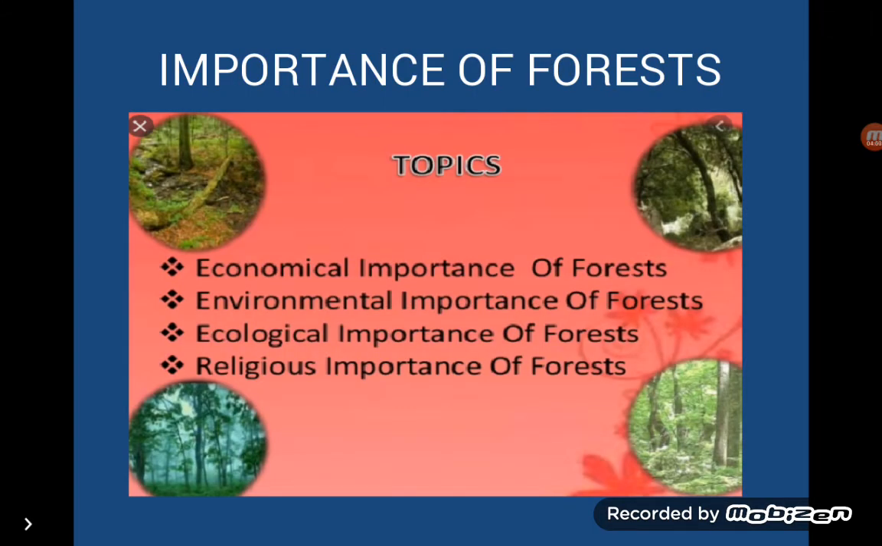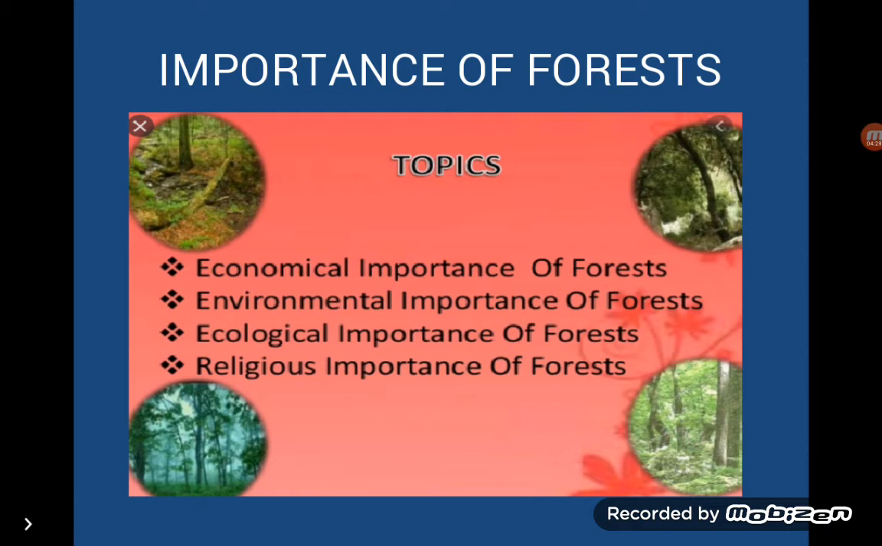Importance of forest. There are many importances of forest: economical importance, environmental importance, ecological importance, and religious importance of forest. Forests are very important to all living organisms, including plants, animals, and human beings. Forests provide food and shelter to plants and animals.